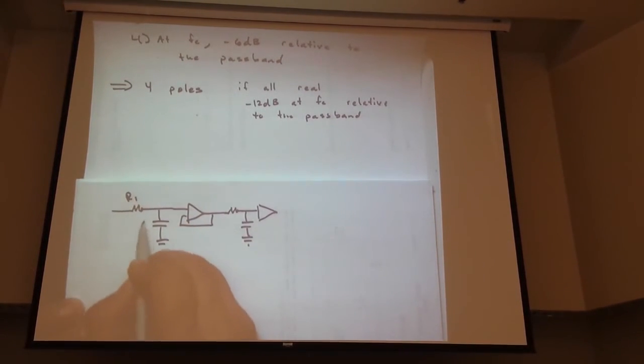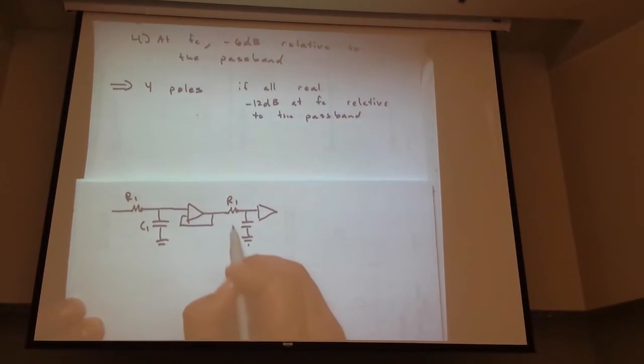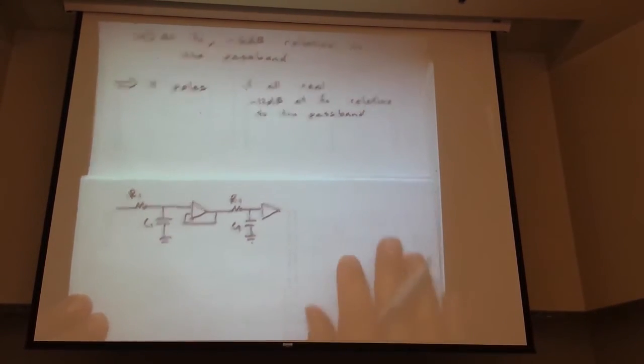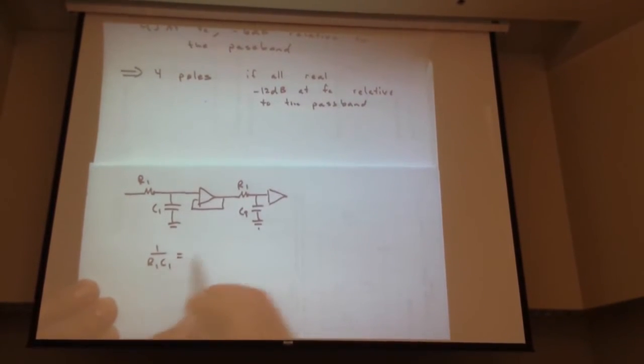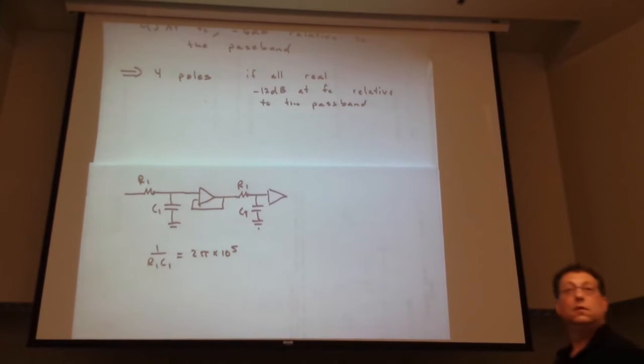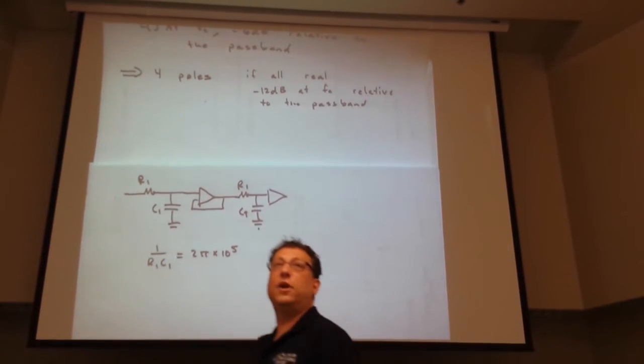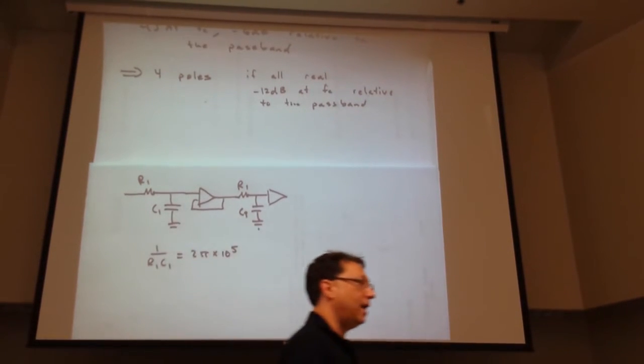And call this R1, C1. And call that R1, C1, make them both the same. Well, 1 over R1 C1 equals 2 pi times 10 to the 5. Everyone agree with that? That was our cutoff frequency. That was part of our spec.